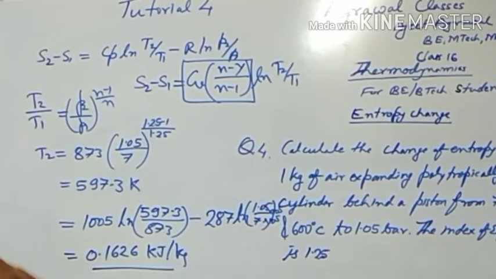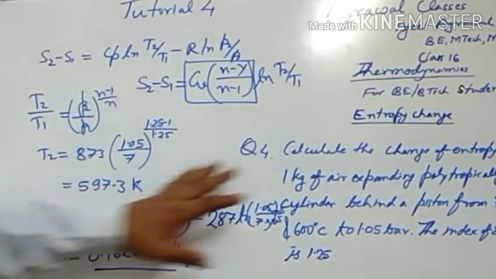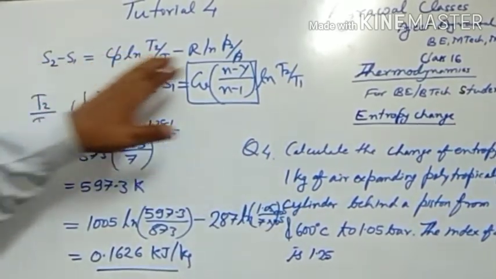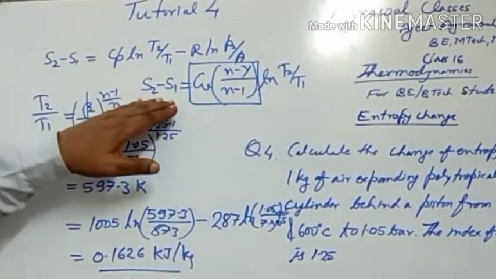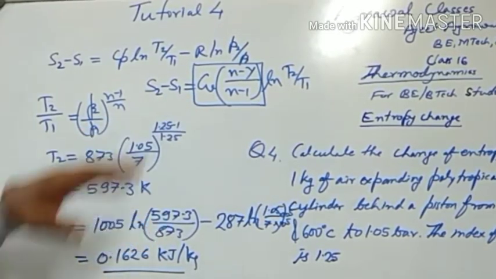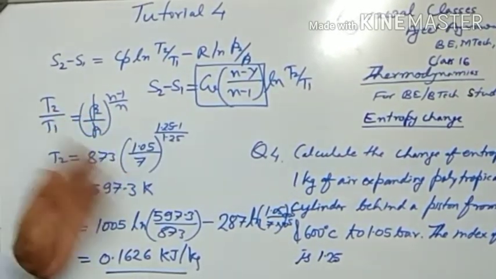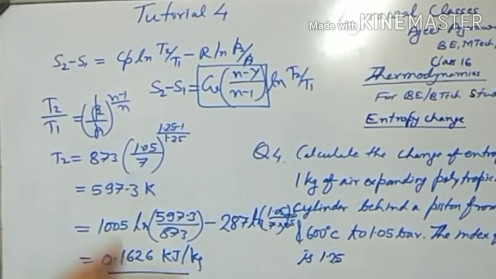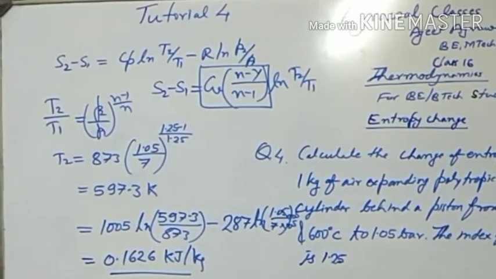0.1626 kilojoules per kg. So basically in the polytropic process, either you can use the general equation or you can use this equation to find out the change in entropy. So the only unknown was the temperature. So you have to just find out the temperature and substitute the values.